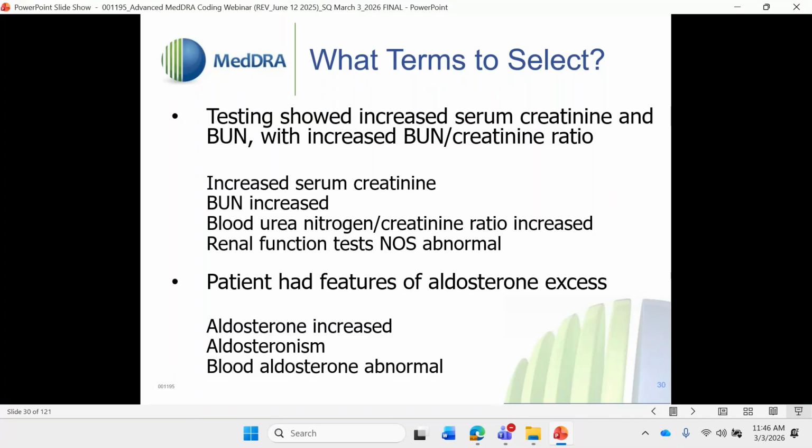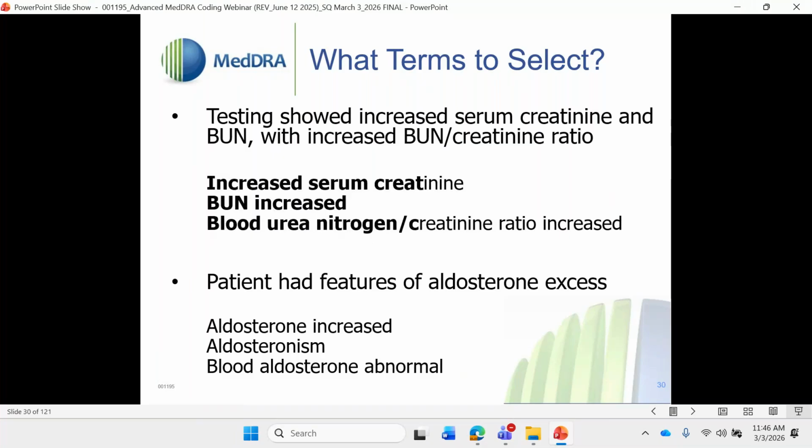So I would go and code increased serum creatinine. I would code the BUN increased, which is also there. I don't think I could code renal function test abnormal because they didn't show that in my verbatim. So we're going to come to that. The first 3 are correct. We cannot say renal function test because it's not in there. So we would take each lab finding and code them separately.